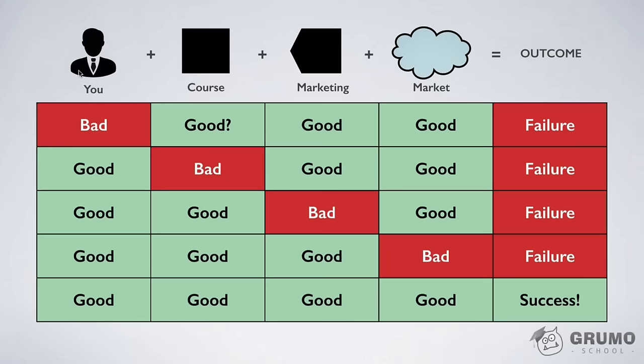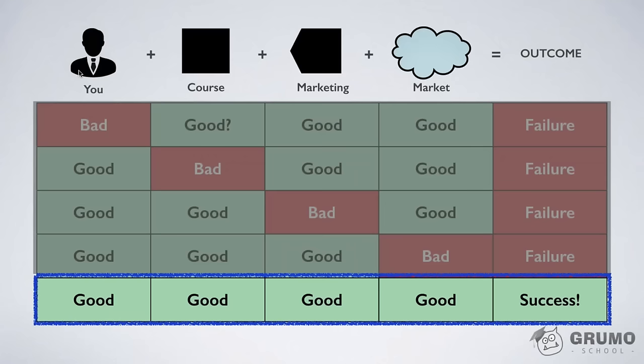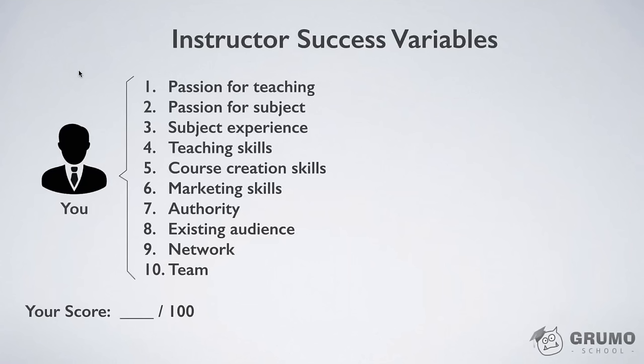Now let's talk about what makes all of these four things successful. What are the variables, right? There are many others, but I chose the 10 main variables that I think will make you a successful instructor. And if any of them don't work, your chances of success are going to be lower, right? You must have passion for teaching. If you don't like teaching, if you don't like to stand behind a camera for hours delivering your knowledge, you're going to fail.